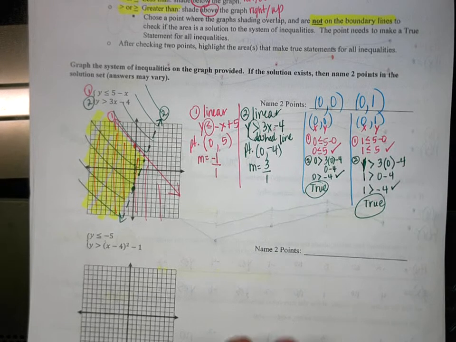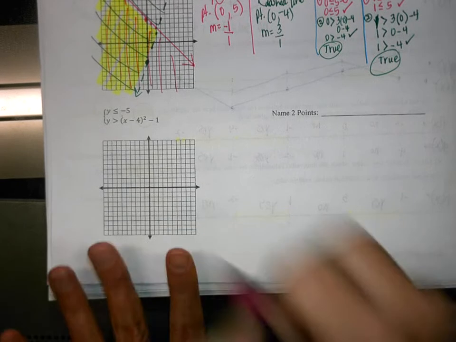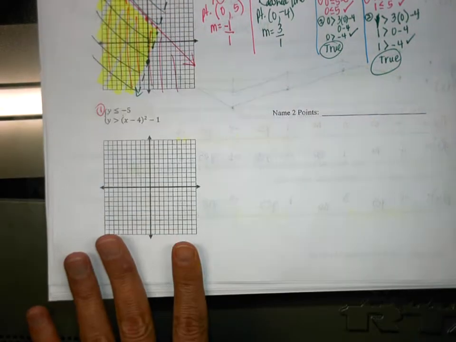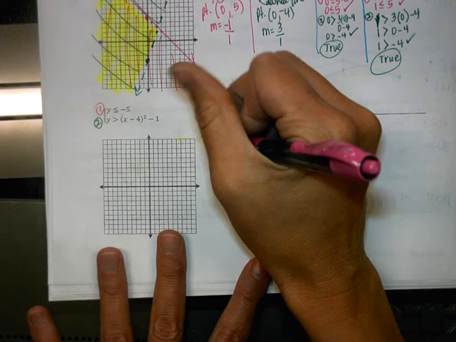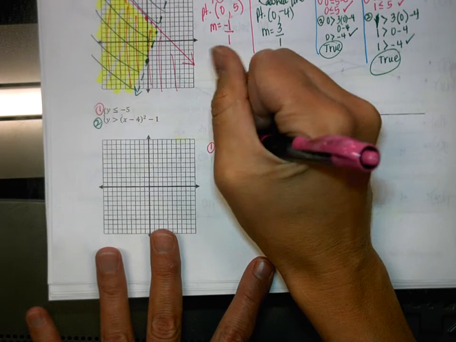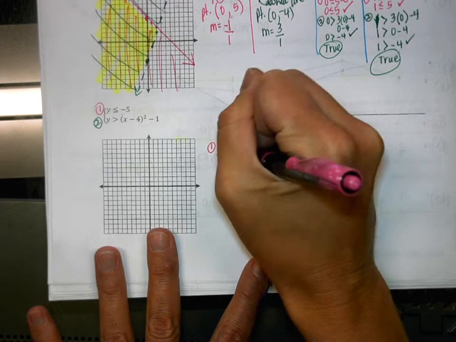Okay, so we're going to move on to the next equation. Again, I like to label these. That's going to be my first equation and my second equation. My first equation is a linear function, and its y is less than or equal to -5.